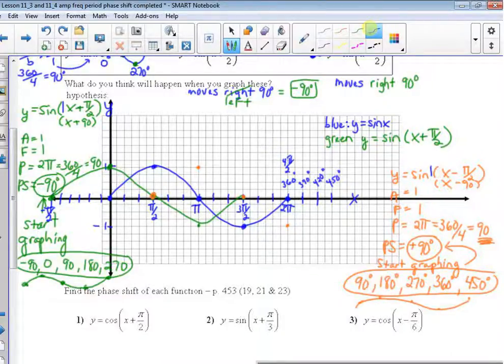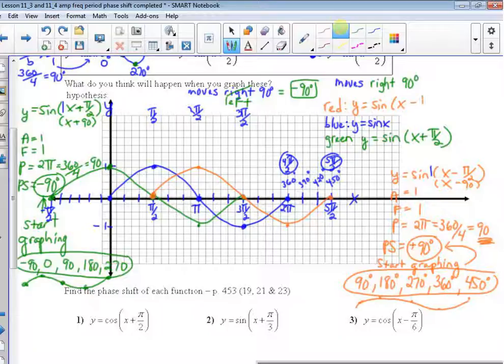So the 450 is going to be 5 pi over 2. So this one was 1 pi over 2, pi is 2 pi over 2, and then we have 3 pi over 2, and then we have 4 pi over 2. So it makes sense that this value would be 5 pi over 2. Okay? So 450 is where I finish my sine curve. So I connect my red, and I'm going to say that I did the red. That one is y equals sine of x minus pi over 2, and that moved to the right 90 degrees.